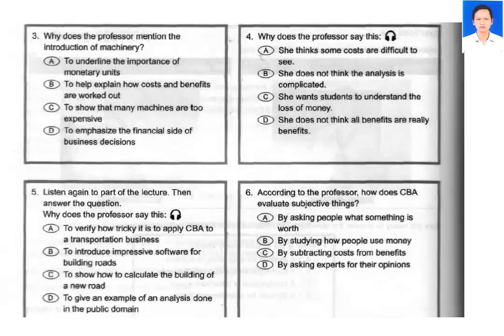Five. Listen again to part of the lecture. Then answer the question. When we do CBA in a more public domain, say on the building of a new road, the calculations can become even more tricky. Although there's some impressive software nowadays that helps us out, of course. Why does the professor say this? Say on the building of a new road. 6. According to the professor, how does CBA evaluate subjective things?